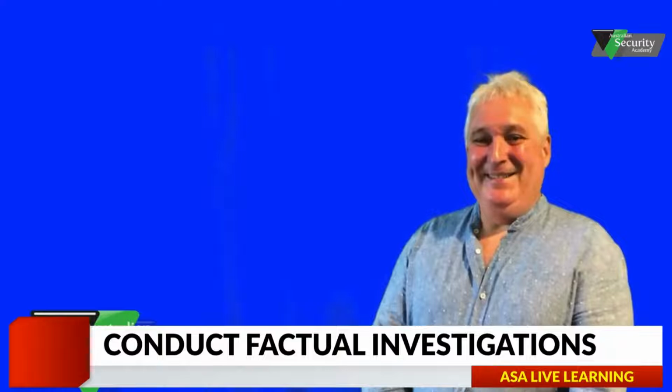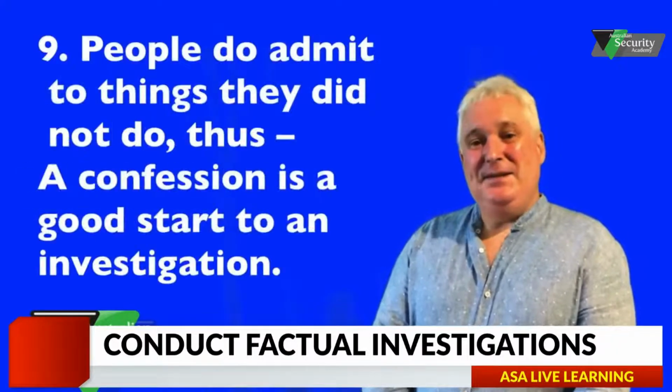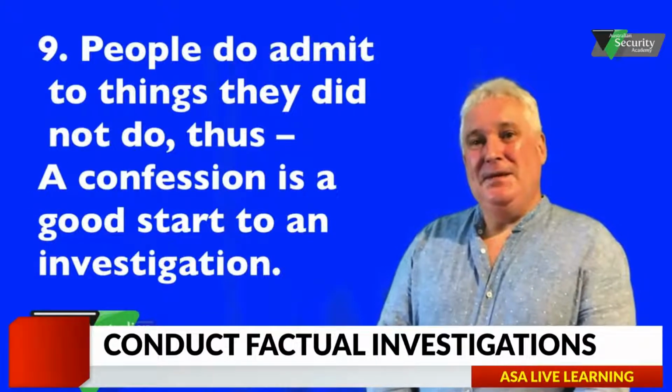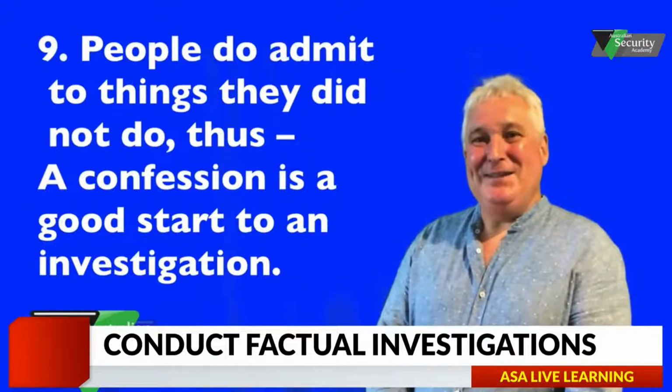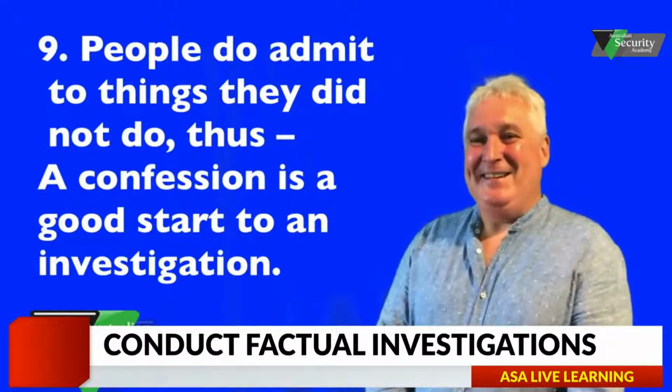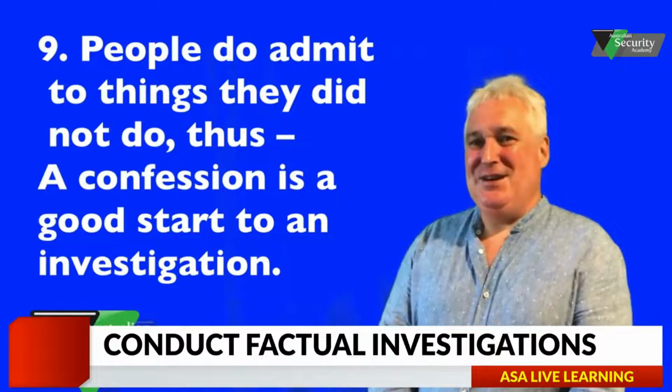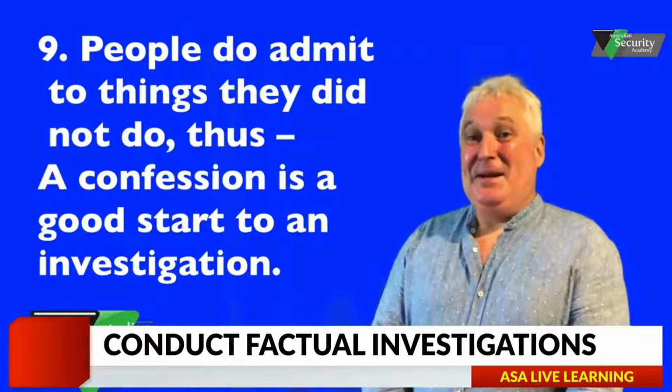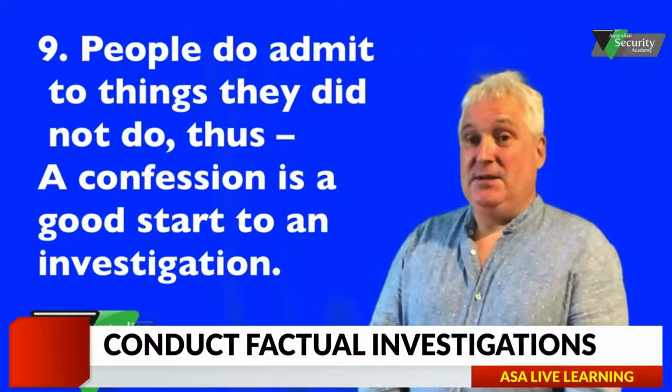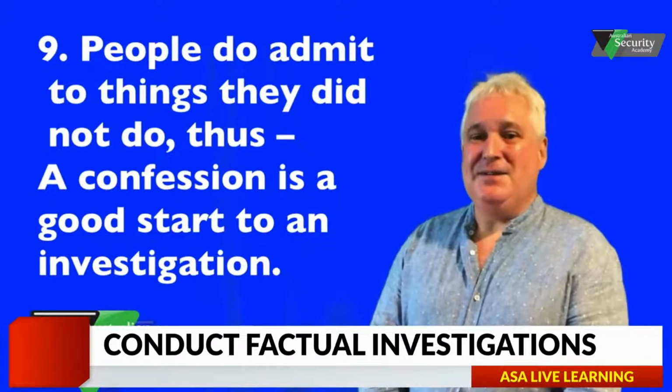Number 9. People do admit to things that they did not do. Therefore, a confession is a good start to an investigation. Now that's standard Victoria Police Detective Training School talk. But they're right, people do admit to things they didn't do, so if someone confesses to something, you must corroborate it.